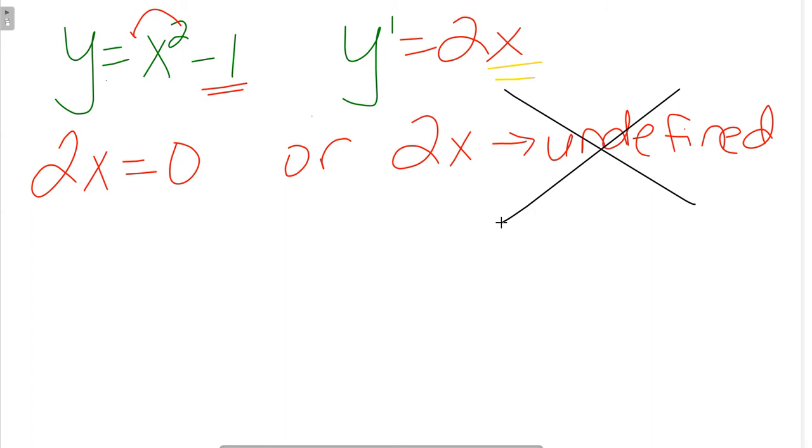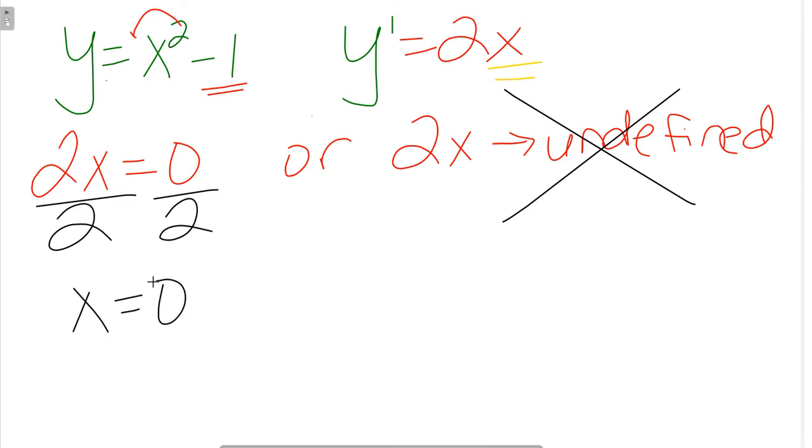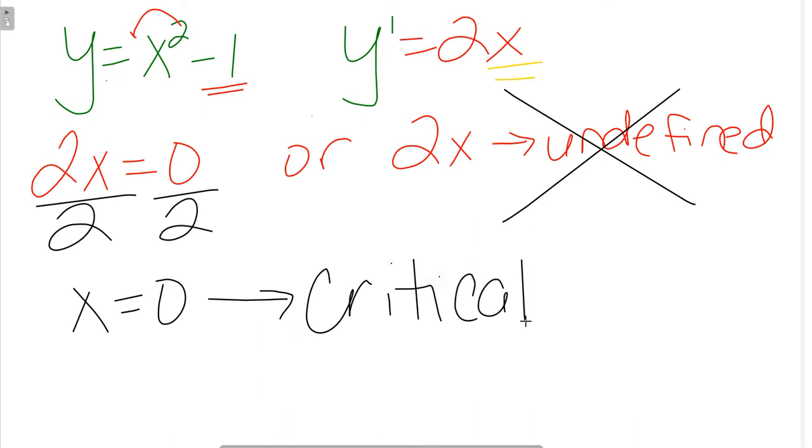So let's go back to solving the left side. So 2x equals 0, divide both sides by 2. 0 divided by anything is 0. X equals 0. That is the point where the derivative equals 0. That is our critical number that we talked about in that last slide. So our critical number is x equals 0.